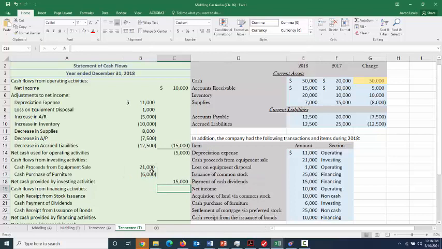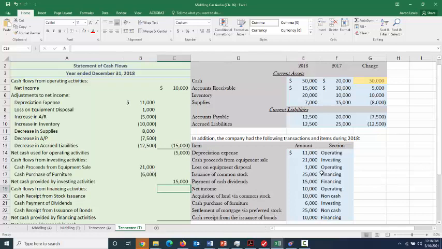And if you think about it, it makes a little bit of sense. If you sold that equipment for 21 grand, immediately turned around and bought furniture with $6,000 of the money you got from the equipment sale, how much money from that sale would you have left over which you could put in your bank account? $15,000.